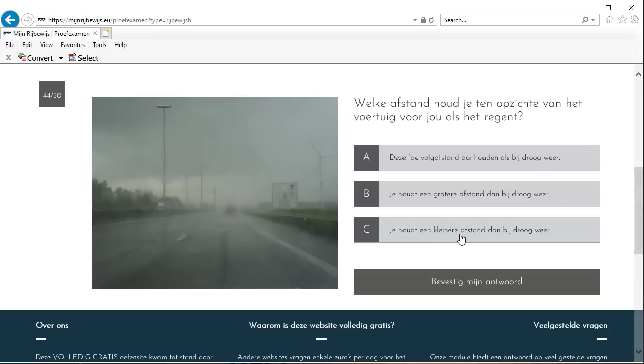So the right answer is you should keep a distance more than what you keep during dry weather. It's 1.5 times more to be very precise. Okay, so because in wet weather, it could be slippery. The stopping distance will be more than what it will be during dry weather. So you have to keep more distance between your car and the car in front of you.